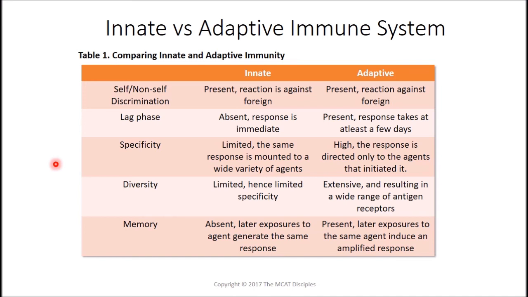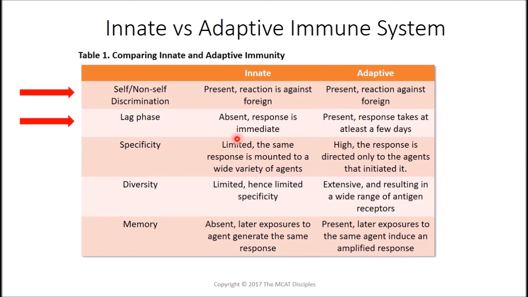Okay, so let's compare the two. On the y-axis here, we have self versus non-self discrimination, the lag phase, specificity, diversity, and memory. And on the x-axis, we have innate and adaptive, and whether or not each feature is present or absent. Why don't we look at self versus non-self discrimination? For the innate immune system, of course, it's present. The reaction is against foreign substances, foreign pathogen, foreign antigen only. Whereas the adaptive immune system is also the same. It only reacts against foreign or damaged.